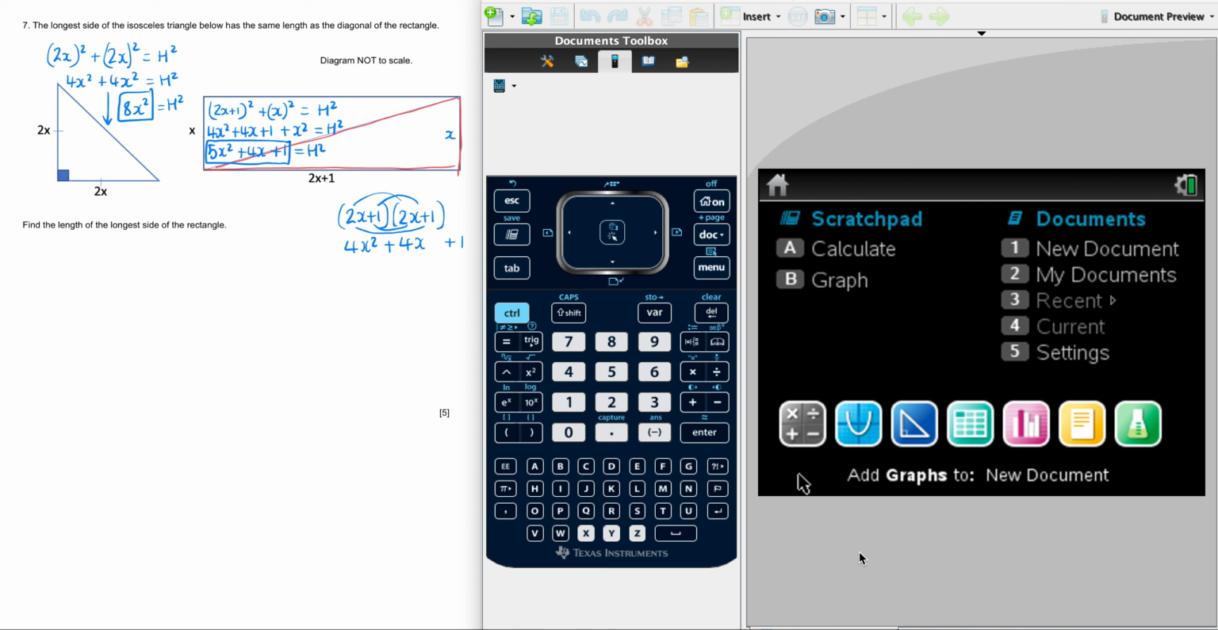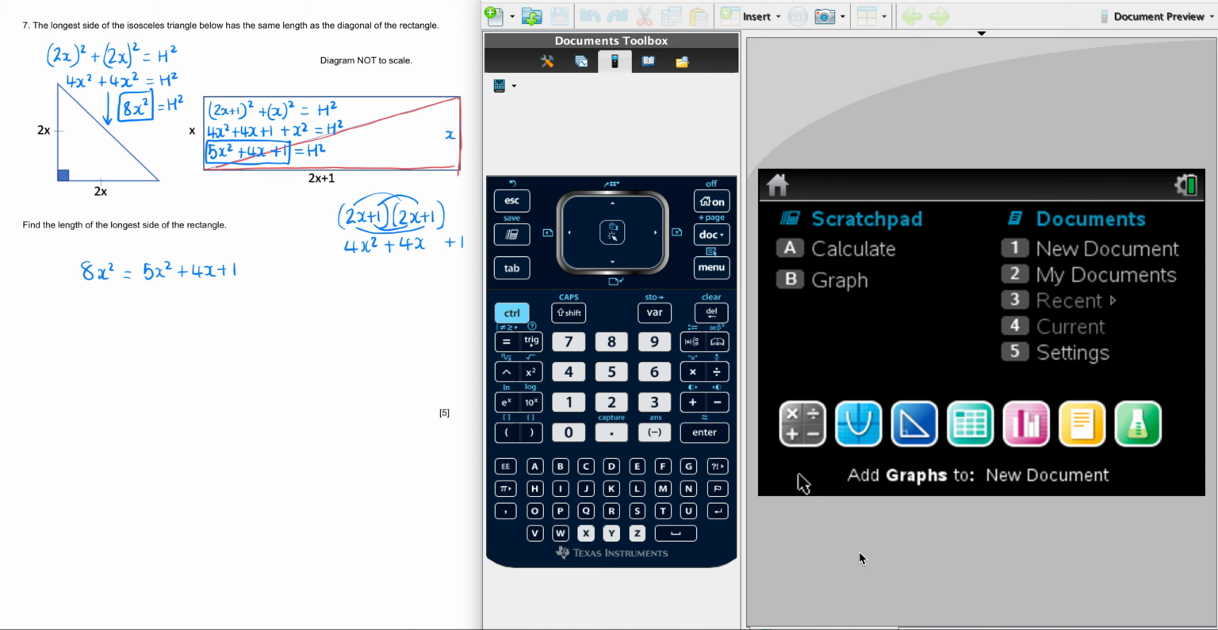Now, given that this one's equal to the hypotenuse squared and this is equal to the hypotenuse squared, we don't actually need to square root it. We can just say these two things are equal to each other because they're both equal to h squared. So 8x squared is equal to 5x squared plus 4x plus 1. That forms a quadratic equation that I'm going to need to simplify and then solve.